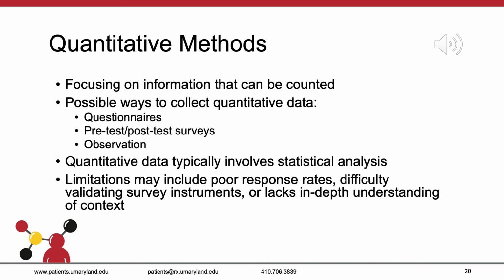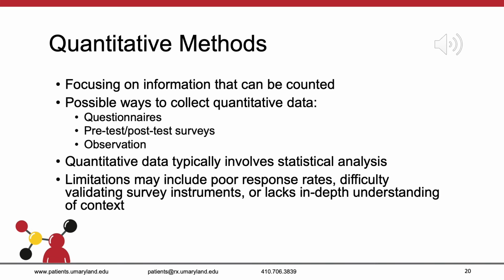Quantitative research methods or evaluation methods focus on information that can be counted. Possible ways to collect quantitative data may include a questionnaire, or maybe pre- and post-test surveys, or direct observation. Quantitative data typically involves statistical analyses as well. Often you'll see these reported using descriptive statistics, where we describe the full sample, maybe the average education for the population, or the average income.